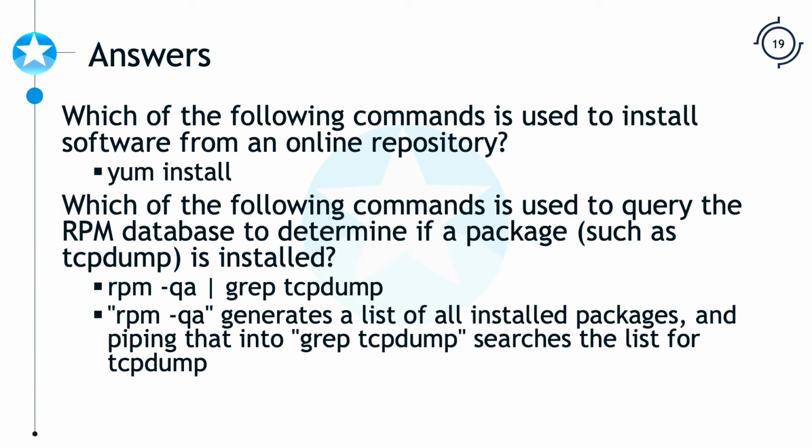The answers. Which of the following commands is used to install software from an online repository? The answer is yum install. Second question, which of the following commands was used to query the RPM database to determine if a package is already installed? RPM -qa. And then we're going to grep for the package name. In our example, TCP dump. So the qa is going to give us the giant list. The grep is going to filter the list just looking at TCP dump.